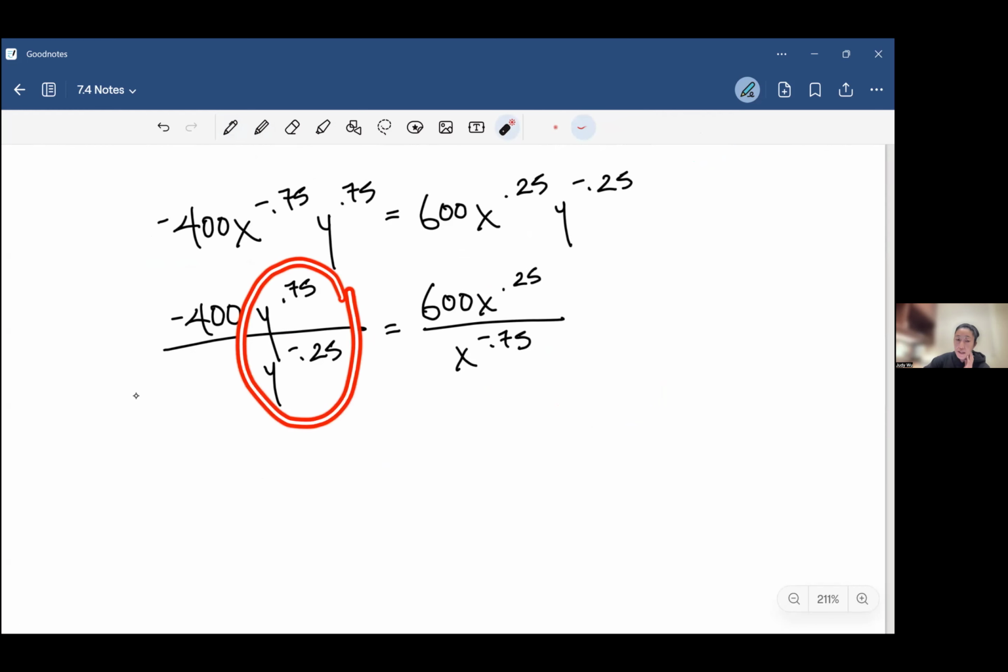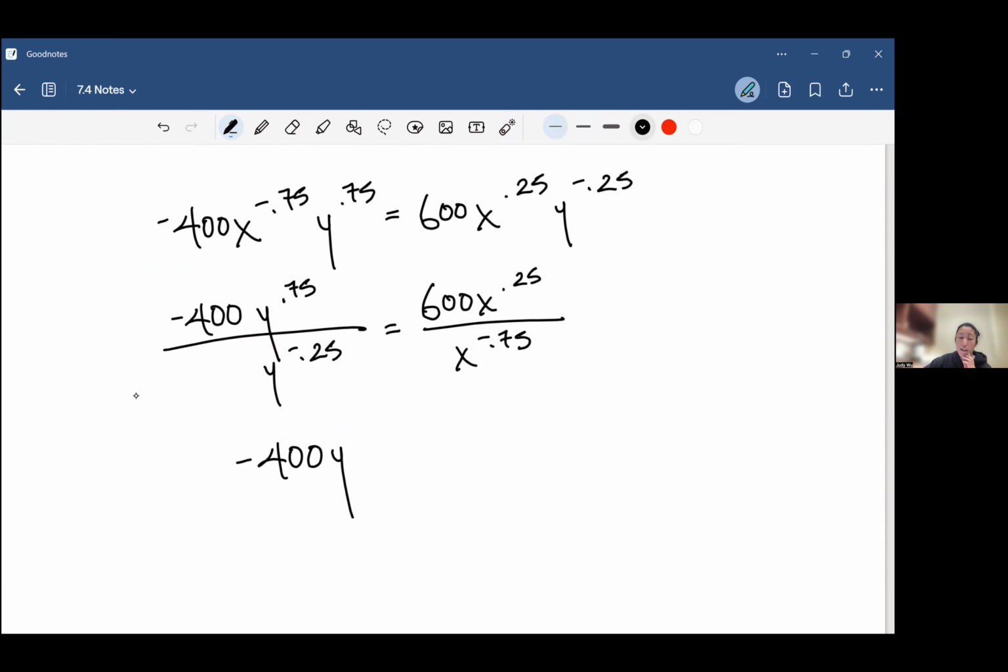So when I'm dividing y, and they have the same base, the y, but they have different exponents, I actually subtract them. So I'm going to take 0.75 and I'm going to subtract negative 0.25. That gives me a power of 1. So this is just negative 400y. If I do the same thing on the right-hand side, I'm going to have 0.25 minus negative 0.75, which will give me 600x to the power of 1, okay?